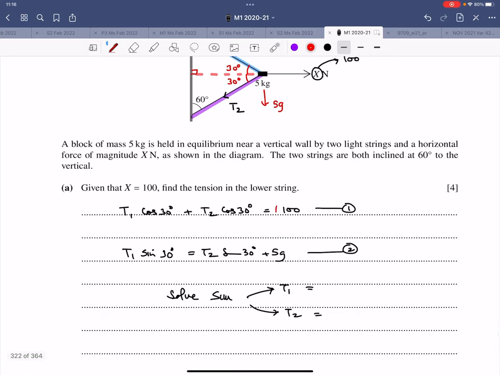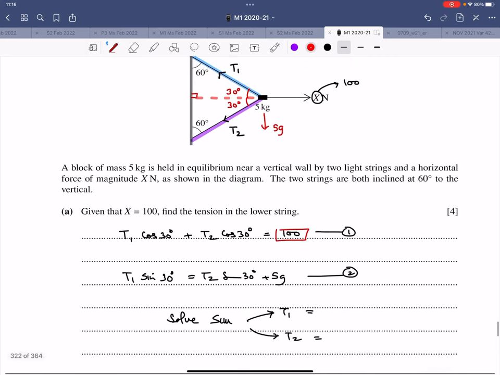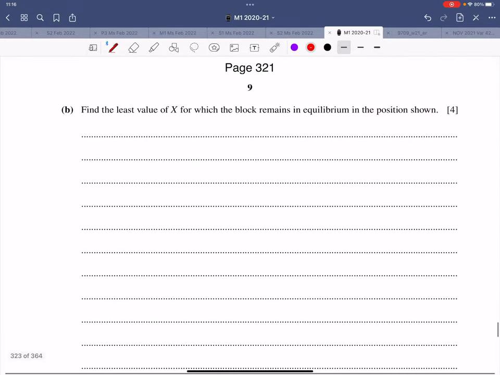That means the two equations would remain the same. So let me draw this thing, just the brief version over here. So this is like this, and this purple one is like this, and this force is like this, and there is the weight which is like this. Got it all together? This is T1, this is T2. This is x, this is 5g, and this angle is 30 degrees, just like this. This is 30 degrees, this is 30 degrees.